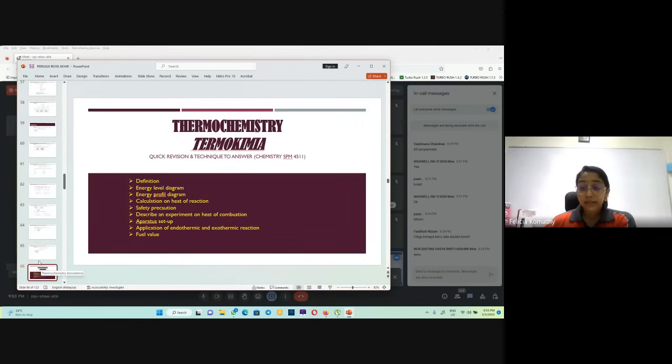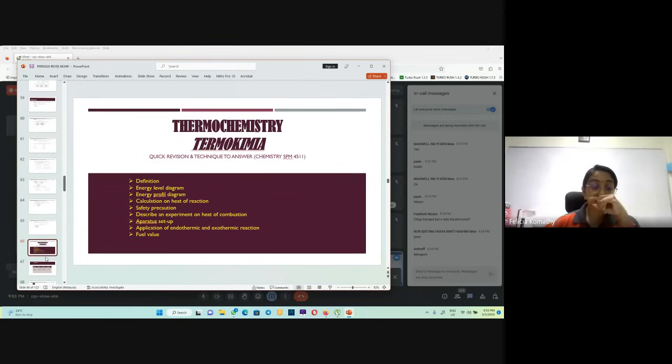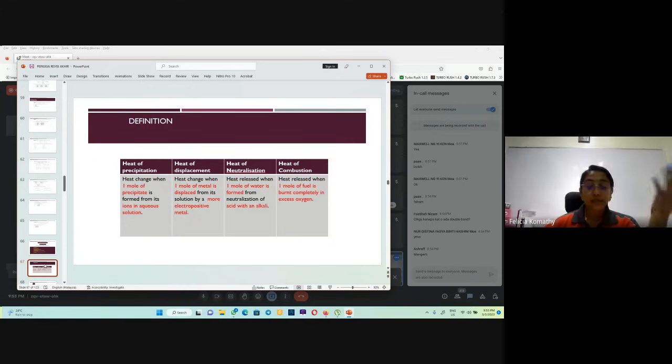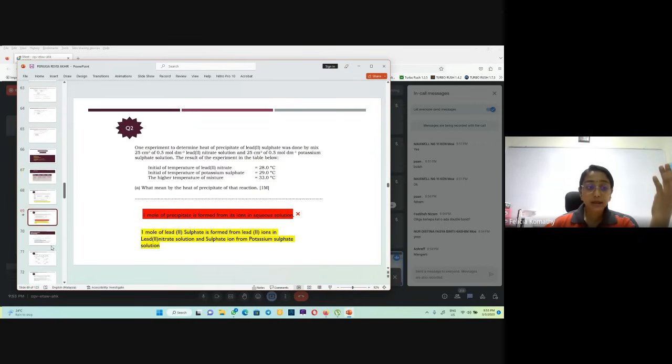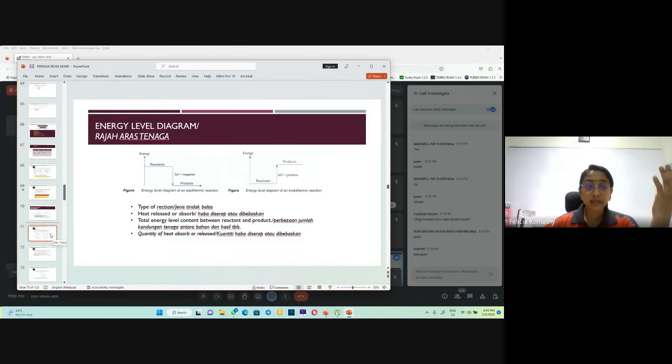So, now it's 9:50 already. Now we go for thermochemistry. I'll go quickly. First, definitions. For every heat of precipitation, displacement and so on, make sure you know the definition. And I want to show you here the difference between an energy level diagram and an energy profile diagram.